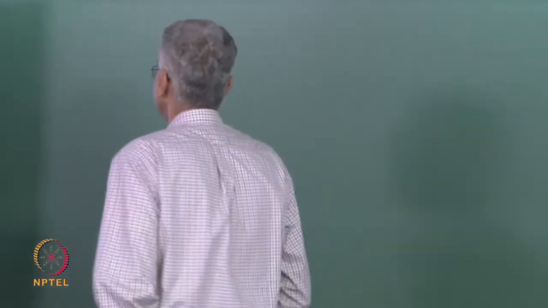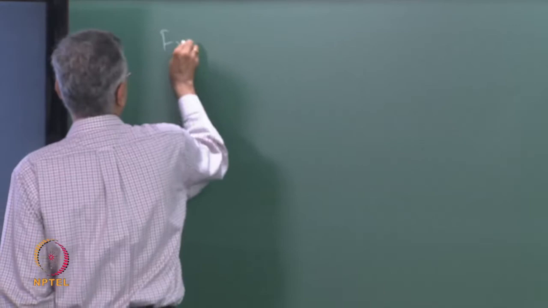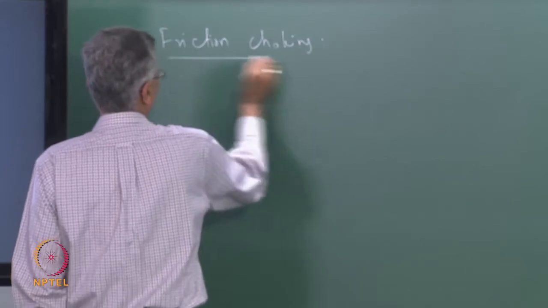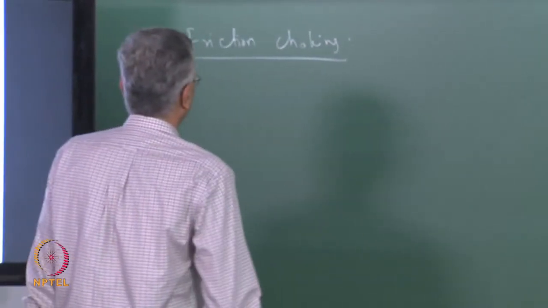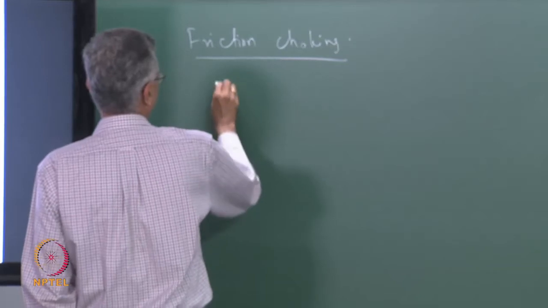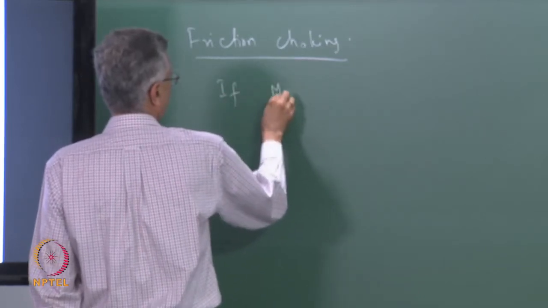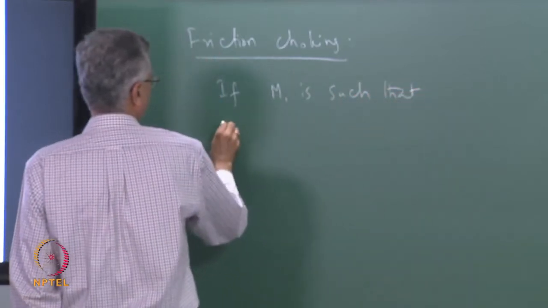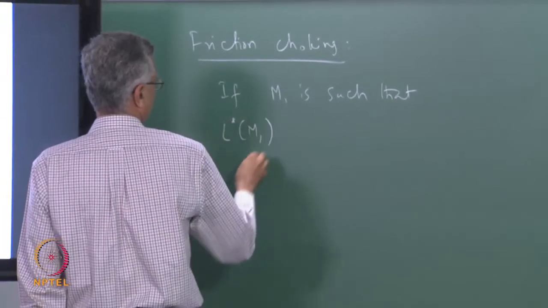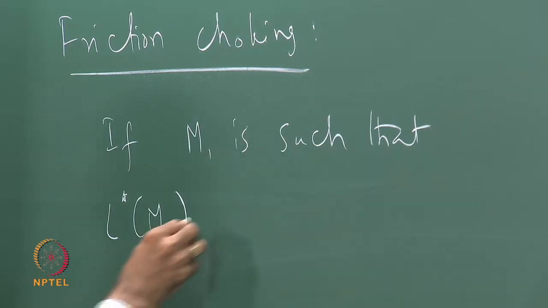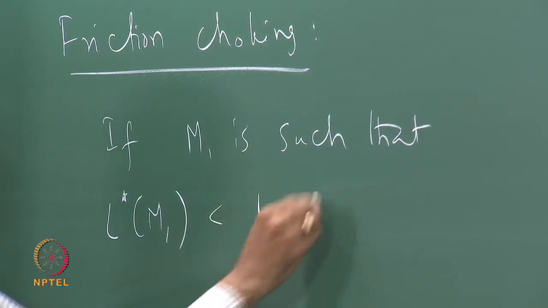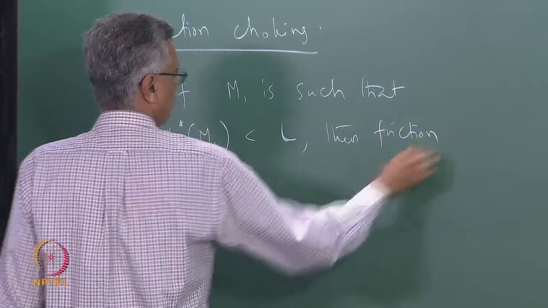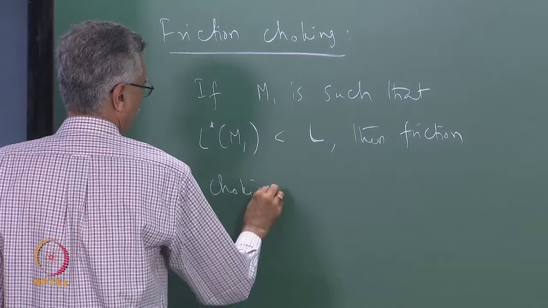In the previous class, we looked at friction choking and its consequences. So, in the subsonic and the supersonic case, if the Mach number M1 is such that the L star corresponding to that M1 is less than the length of the duct L, then friction choking occurs.